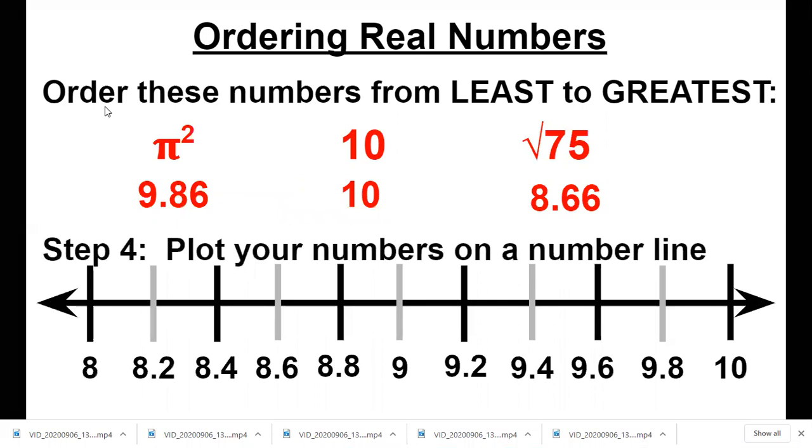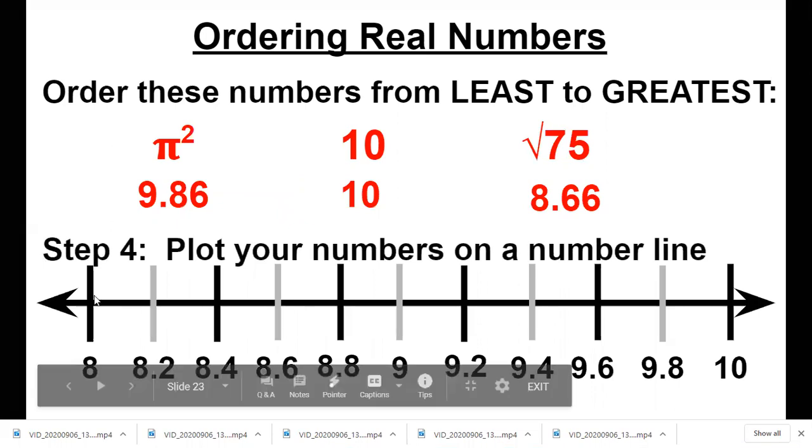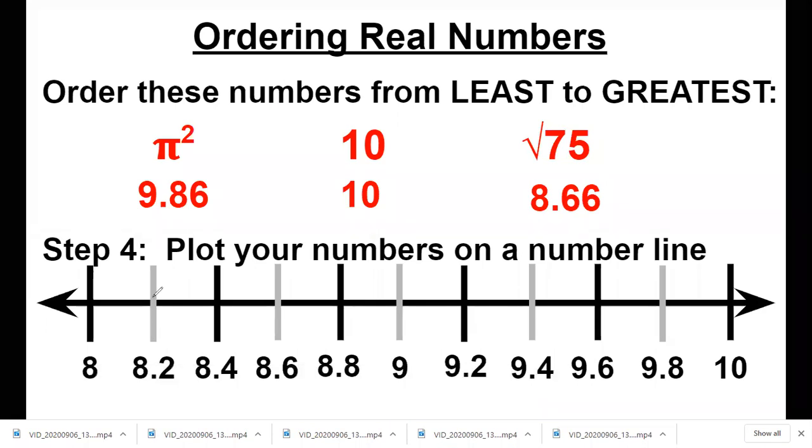There it is. And notice how I did graduations of 8.2, 8.4, 8.6, 8.8, 9, 9.2, 9.4. So notice how I did it by 0.2 this time. You can adjust your number line to work for you. So we're going to plot 9.86. We're also going to plot square root of 75, sorry, 8.66.